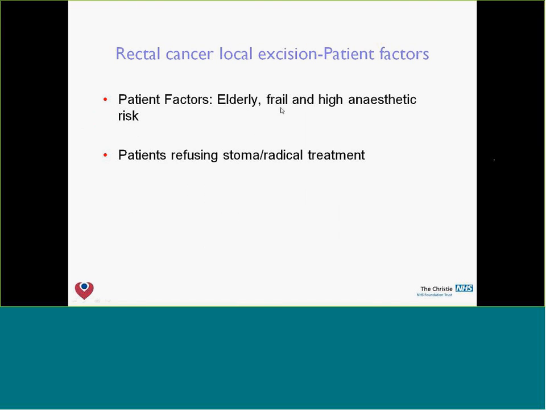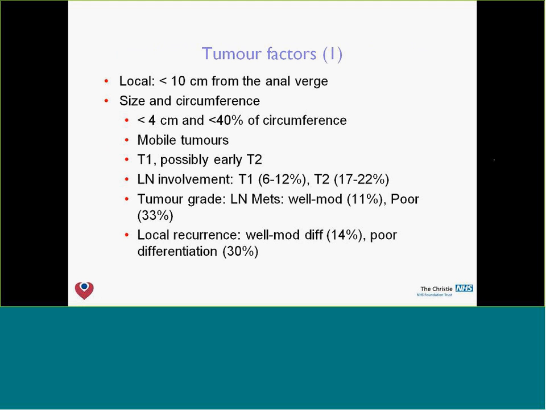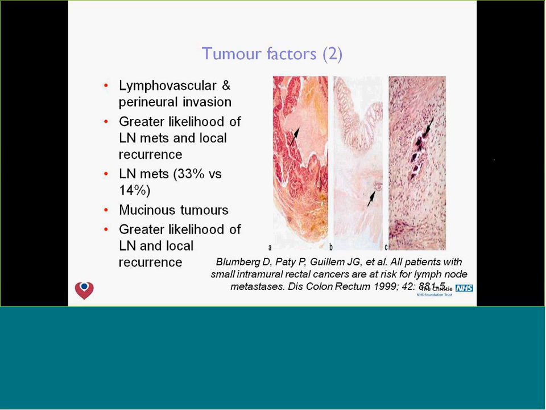In elderly patients, frail or high anesthetic risk patients, or patients refusing stoma, in early rectal cancers, it is still an option. Tumors less than 10 centimeters from the anal verge, less than 4 centimeters in size, occupying less than 50% of the circumference, mobile tumors, and if there is a stage T1 on ultrasound, where there's a less than 10% chance of lymph node metastasis, this is an option. These patients have to be kept on close surveillance, as if there are any signs of recurrence, they need to be offered salvage radical surgery.